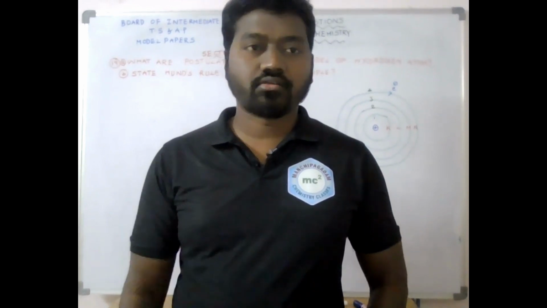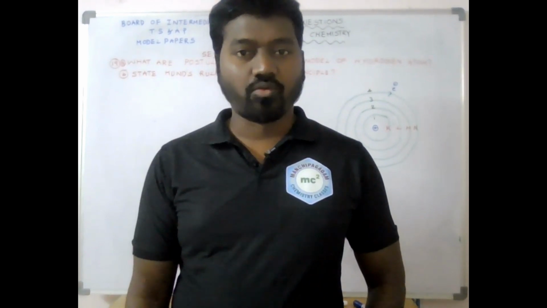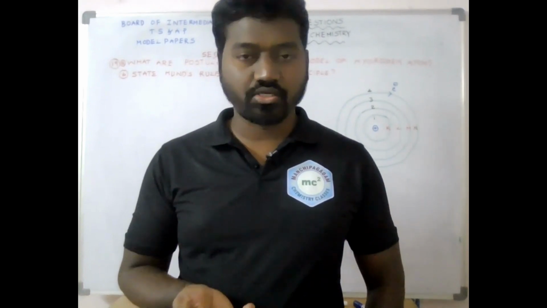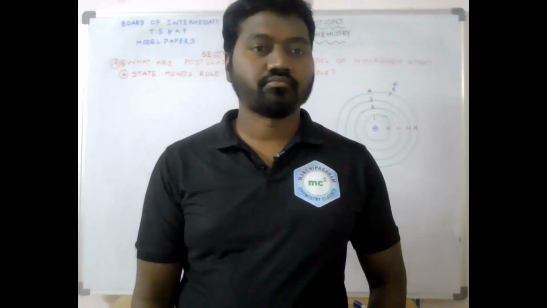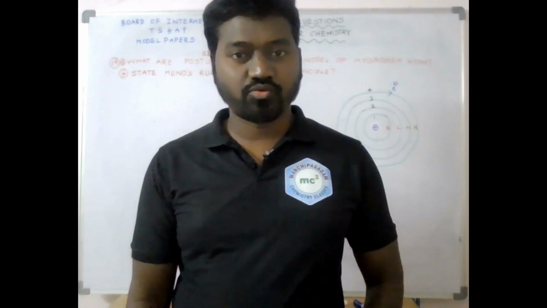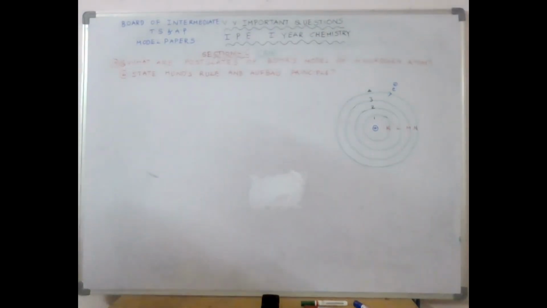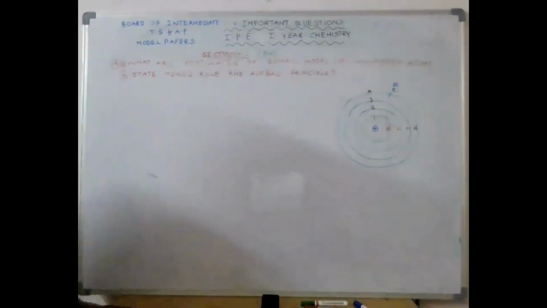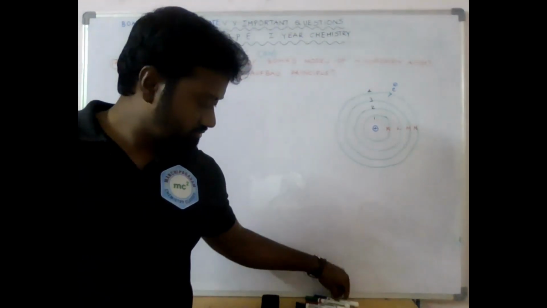In this video class, we are going to discuss Section C, Model Paper 1, the long answer questions which carry 8 marks. Most of them are expected questions. The first question of Section C, the 19th question, is this: what are the postulates of Bohr's model of hydrogen atom? Yes, you can expect this. Most of the time it is repeating.